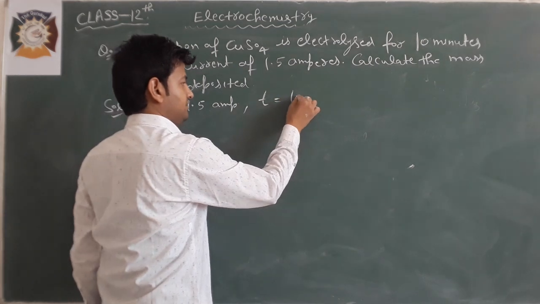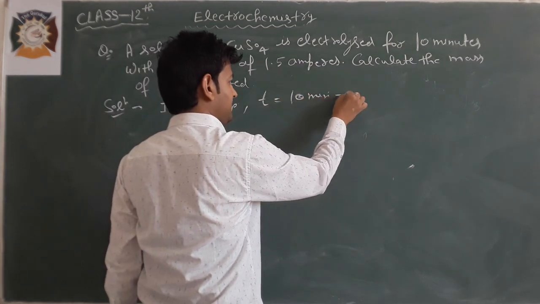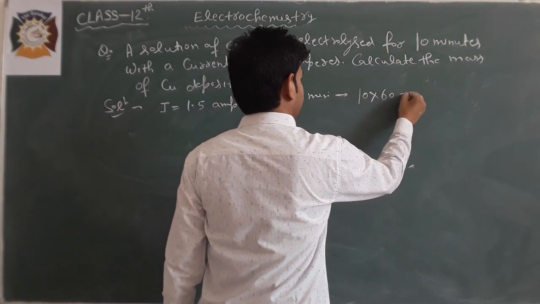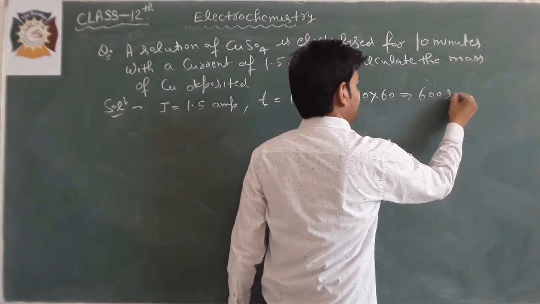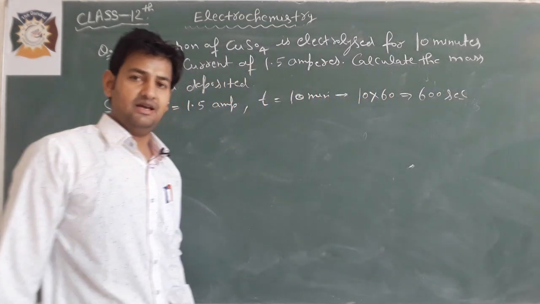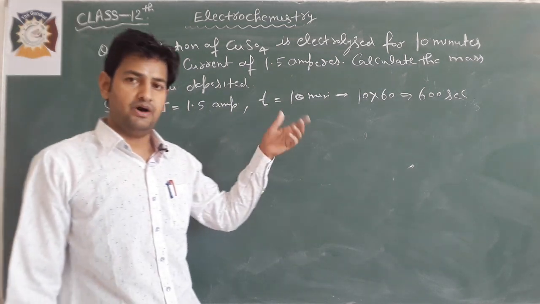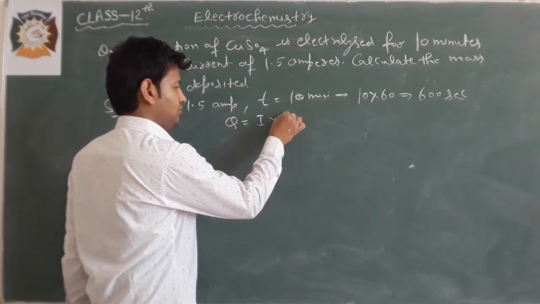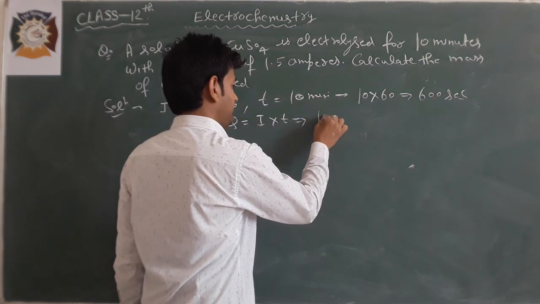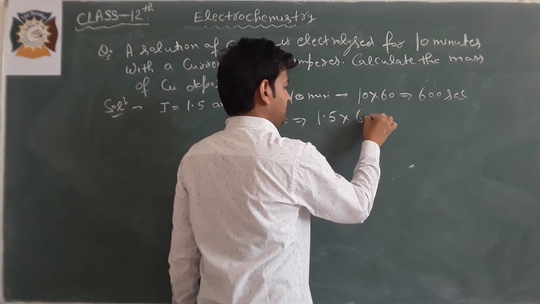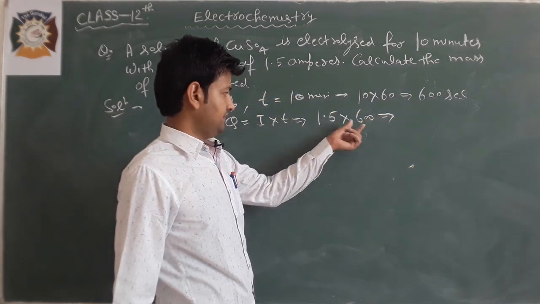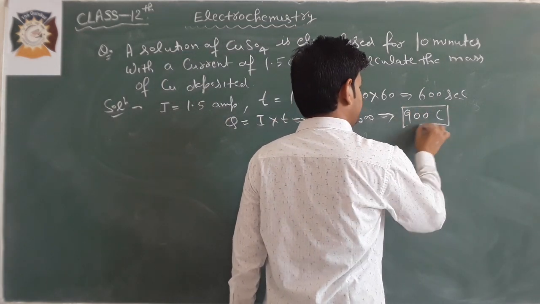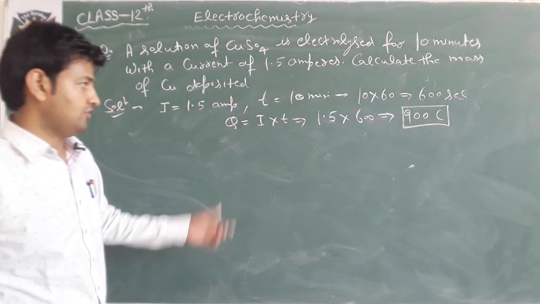Time given is 10 minutes. 10 minutes can be converted into seconds. It is 10 into 60, which comes out to be 600 seconds. So we can calculate the total amount of charge passed through the solution: Q is equal to I into T. The current is 1.5, time is 600, so it comes out to be 15 into 6, 9, it is 900 coulomb of charge passed through the solution of copper sulfate.